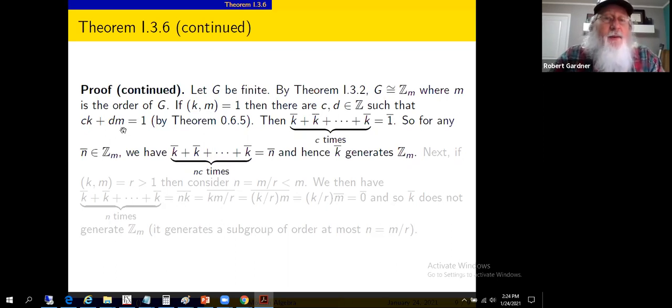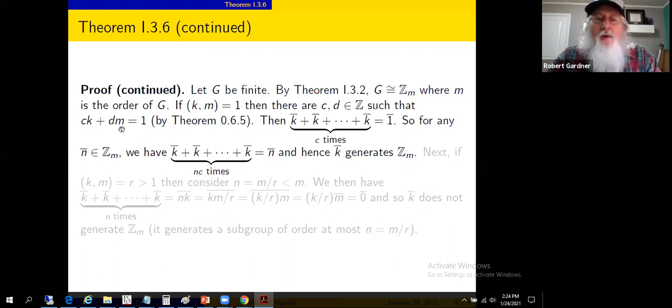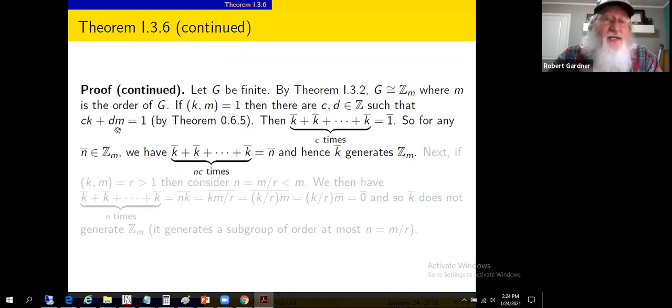Here's a multiple of n. Okay, we want to talk not integers, but integers mod m. And there's a multiple of m right there. What we have here then is C times K and 1 differ by an integer multiple of m. So C times K is congruent to 1 mod m.